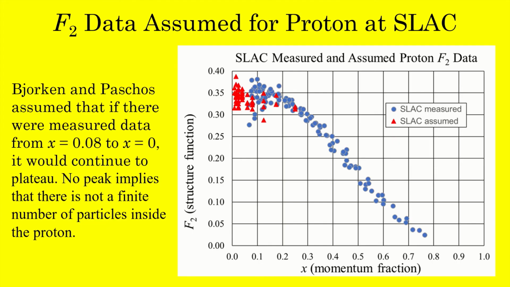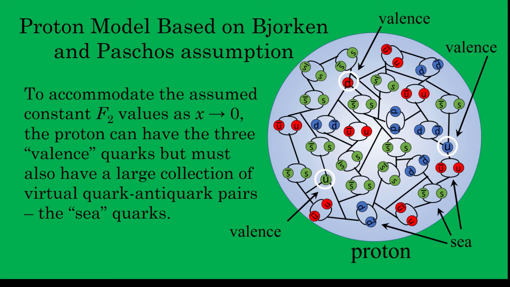Based on the shape of the f sub 2 curve, Bjorken and Paschos assumed that f sub 2 stayed constant as x approached 0 from x equals 0.2, even though they had no data from x equals 0.08 to x equals 0. They determined that the only way for this to happen is if the proton is made of the 3 quarks but also has a distribution of quark-antiquark pairs inside it. The 3 unpaired quarks, now called valence quarks, define the proton and are Gell-Mann's 3 quarks, while the quark-antiquark pairs are virtual particles called sea quarks and basically fillers.